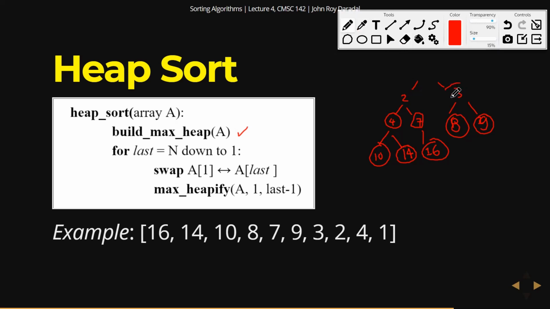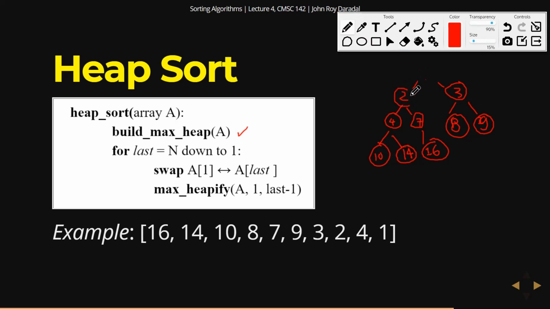Okay. And then after that, we'll go back to swapping 1 with 3 because it's the biggest. So 3 is done. Then swap 2 with 1 here because it's the biggest one also. And then finally we'll swap 2 with 1 back again, so that 2 is done now, and then 1. Since 1 is the only one left, it's done. So we now have 1, 2, 3, 4, 7, 8, 9, 10, 14, 16, and that's the sorted version using Heap Sort.